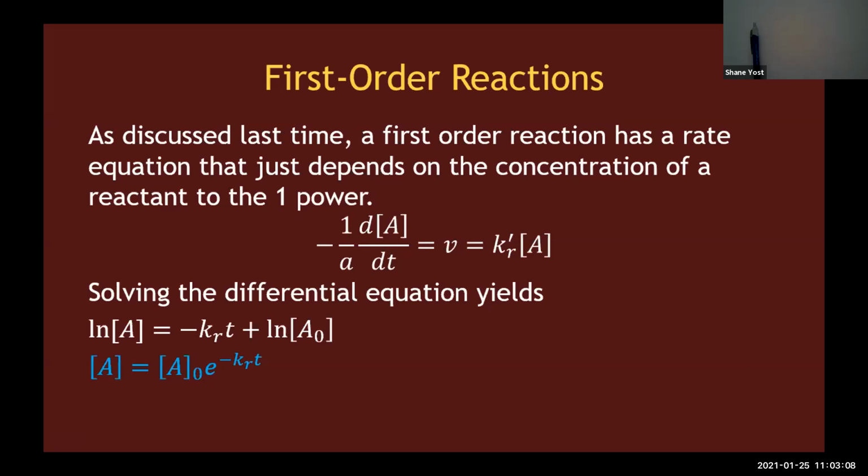Again, hopefully this integrated rate law is familiar from general chemistry. That equation, ln of A equals minus kt plus ln of A naught, is a linear equation. If you plot the natural log of A versus time, you will get a straight line with slope minus k, and the y-intercept is ln of A naught.